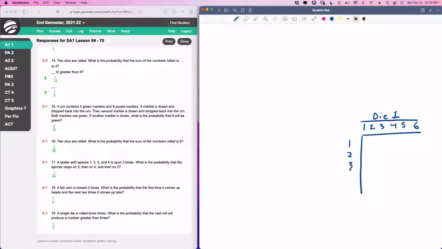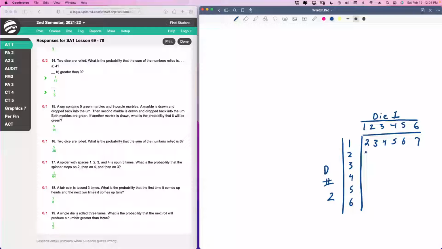1, 2, 3, 4, 5, 6. So that's die number 2 right here. I'm just going to put D number 2. Now, when this one and this one is rolled, I think they get added together, they get 2. All right, that one's 3, that one's 4, 5, 6. And when 6 and 1 are added together, we get 7.